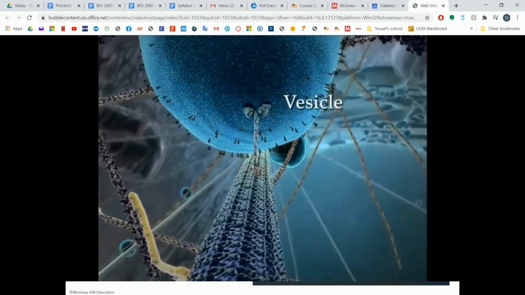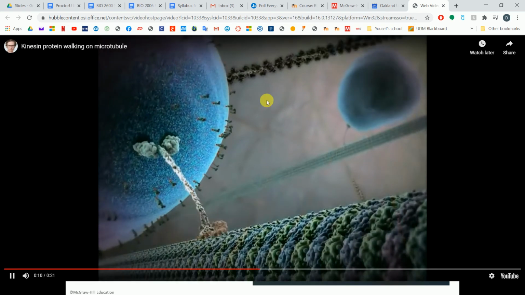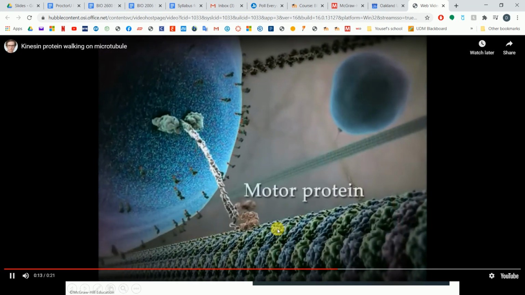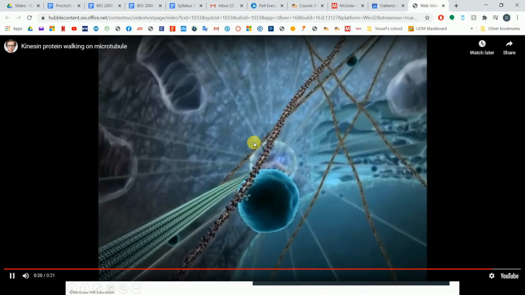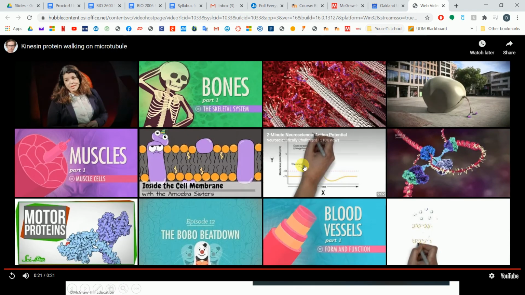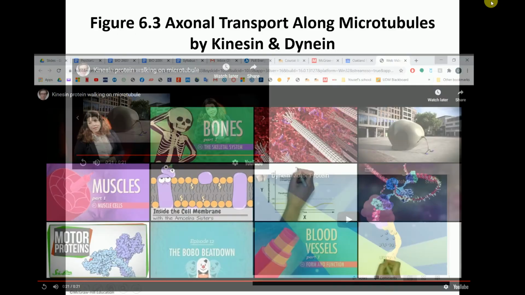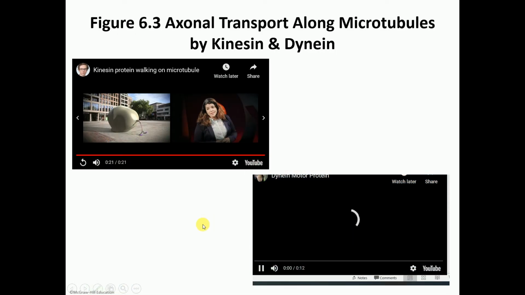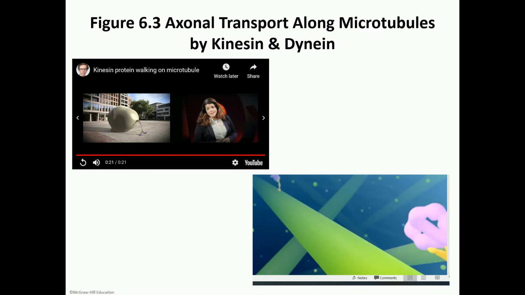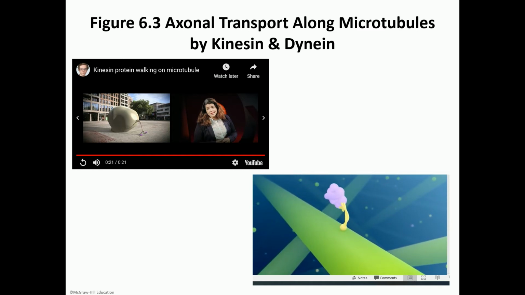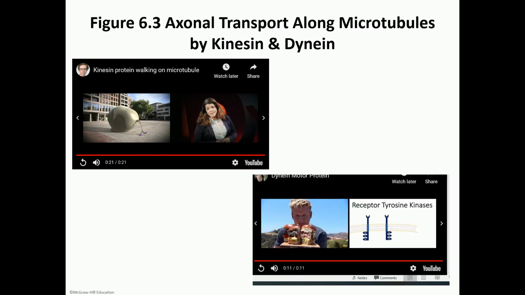There's no sound to this, but here you can see the kinesin protein walking down the microtubules on the axon, carrying that vesicle all the way down to the terminal. Now, if we take a look at the other video, again, there's no audio on this either. You could see this protein, because the secretory vesicle is empty, moves a little bit faster than the other one. You want to be familiar with your protein names. Again, kinesin and dynein.